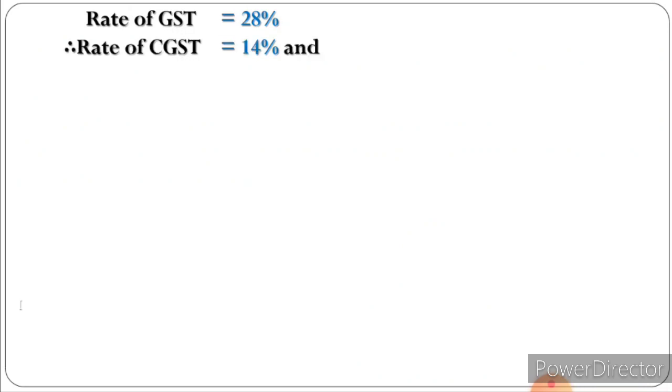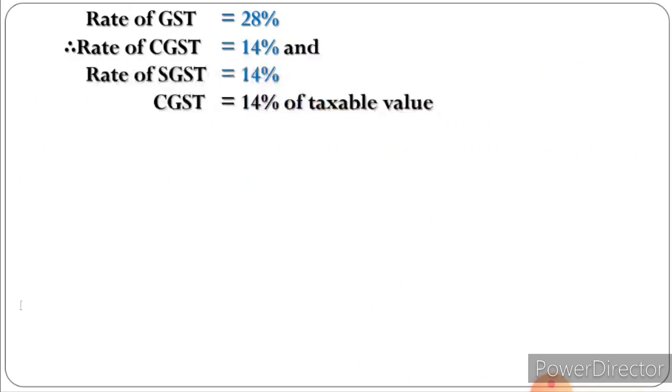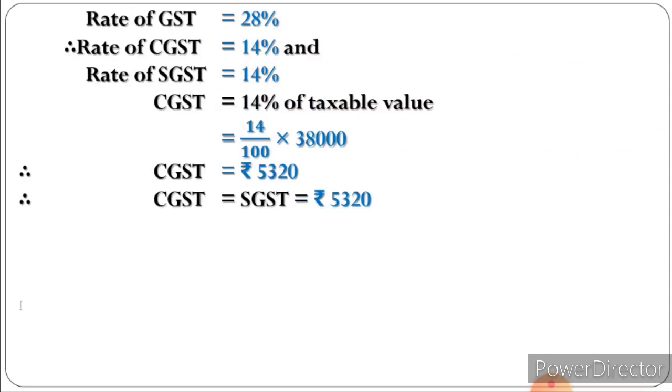So the rate of GST is 28%. As CGST and SGST are asked, we will find out directly that it is 14%, half of it. So the amount of CGST is equal to 14% of the taxable value, 14% of 38,000. Zeros will get cancelled. You have to multiply 380 by 14. You will get 5,320 rupees. So the amount of CGST is 5,320 rupees. The amount of SGST is equal to it. It will also be 5,320 rupees.